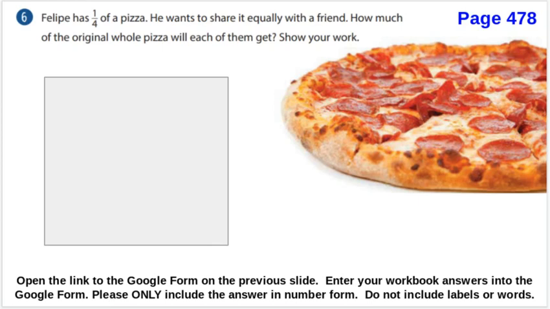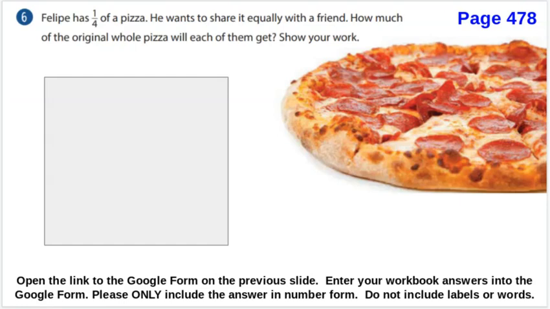Please turn to page 478. The problem says Felipe has 1/4 of a pizza. He wants to share it equally with a friend. How much of the original whole pizza will each of them get?